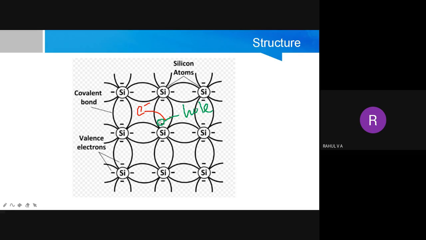കണ്ടക്ഷൻ ബാൻഡിലേക്ക് ജമ്പ് ചെയ്യും. So it is available as a free electron. അതൊരു ഫ്രീ ഇലക്ട്രോൺ ആയിട്ട് അവൈലബിൾ ആണ്. But when it jumps like that, ആ സിലിക്കൺ ആറ്റത്തിൽ, ഏത് ആറ്റത്തിൽ നിന്നാണോ വാലൻസ് ബാൻഡിൽ നിന്ന് കണ്ടക്ഷൻ ബാൻഡിലേക്ക് പോയത്, അവിടെ ഇലക്ട്രോണിന്റെ ഡെഫിഷ്യൻസി ഉണ്ട്, അല്ലെങ്കിൽ ഇലക്ട്രോണിന്റെ കുറവുണ്ട്. So the deficiency of that electron is called a hole.